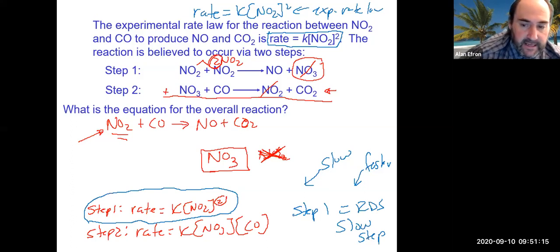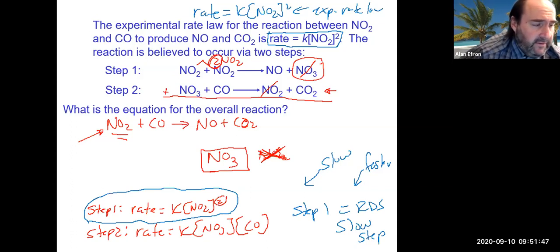And if you have a mechanism where everything adds up to the overall reaction, and the rate determining step, or the RDS, matches the rate law that was found experimentally, then it is plausibly a good mechanism for that particular reaction. As I mentioned before, it doesn't necessarily mean that 100% of the time that's the pathway that it takes. It just is a possible pathway for that reaction to take place.